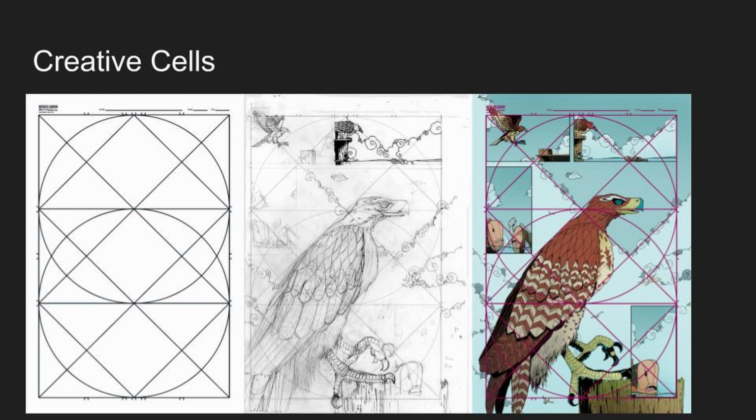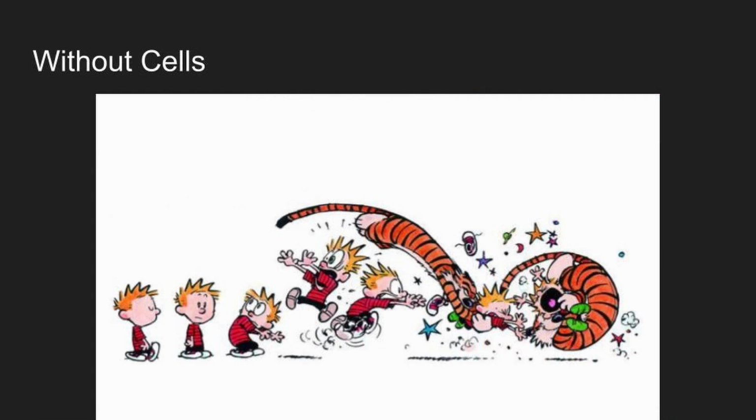Sometimes artists get really complicated with their cells. You don't need to get complicated, but it's fun to study comic panels that are complicated. And sometimes artists won't use cells at all. This can make the action seem faster or more surprising.